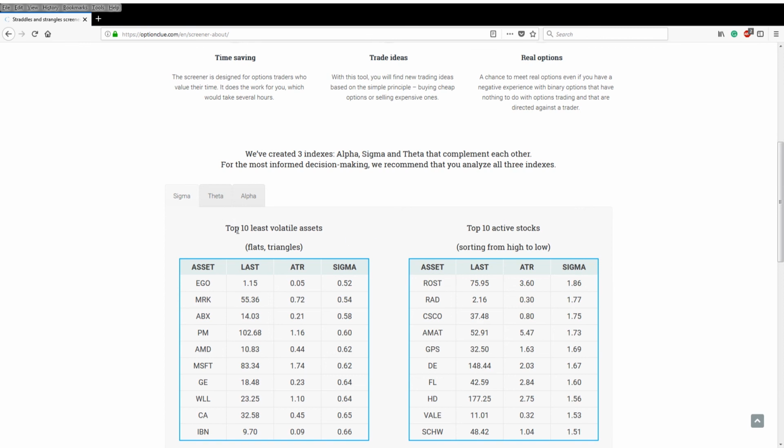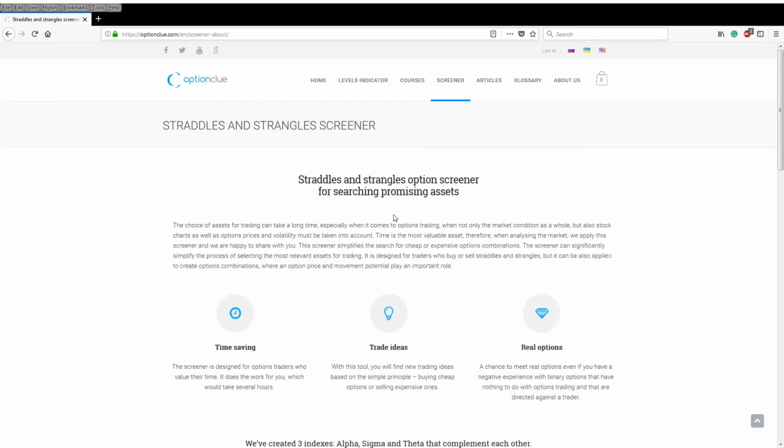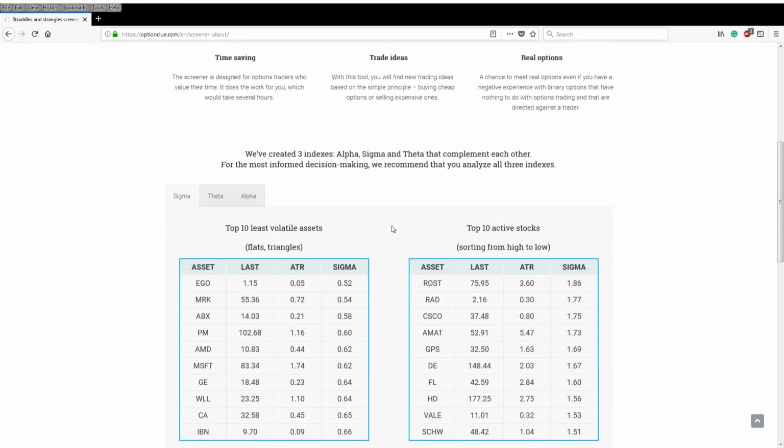According to our observations, the first 10 stocks in the top and bottom of the screener are the most interesting. These stocks are displayed in the section About Screener Top 10. You can see here two tables, Top 10 least volatile assets and Top 10 active stocks. One should pay attention just to them and use that for more detailed analysis if necessary.